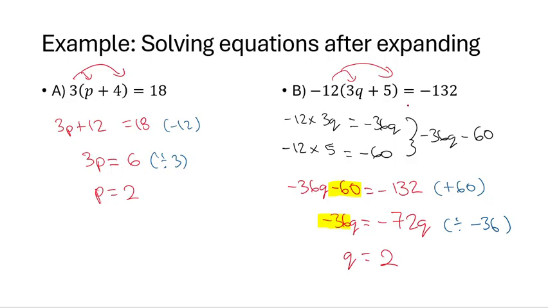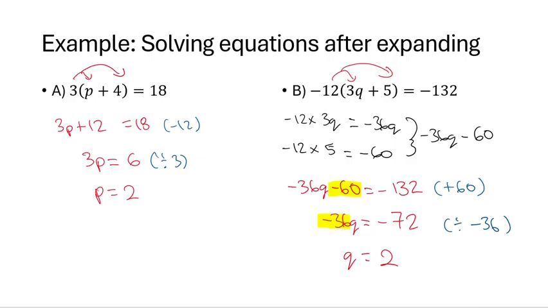In the black is just me setting up the expansion, just so I know what to write later on. And I figured it out to be negative 36q minus 60 on the left hand side. So just write it in, and that equals negative 132 on the right hand side. Now, just remember, I'm solving for the variable. I need q isolated. So I'm getting rid of this minus 60 by adding 60. And if I add 60 to both sides, that's what I get. Oh, this is not supposed to happen. Not negative 72. It should be negative 72. So negative 132 plus 60 is negative 72.